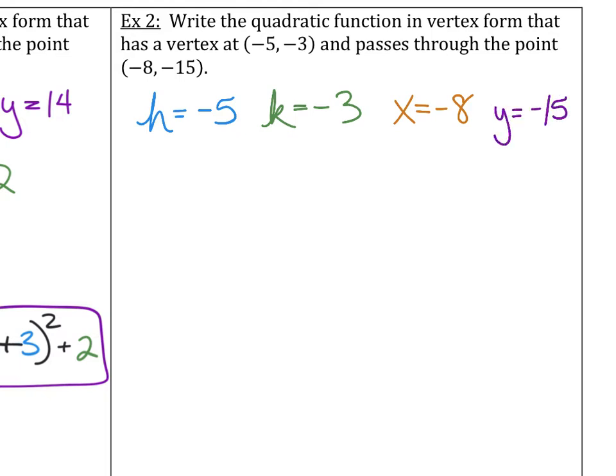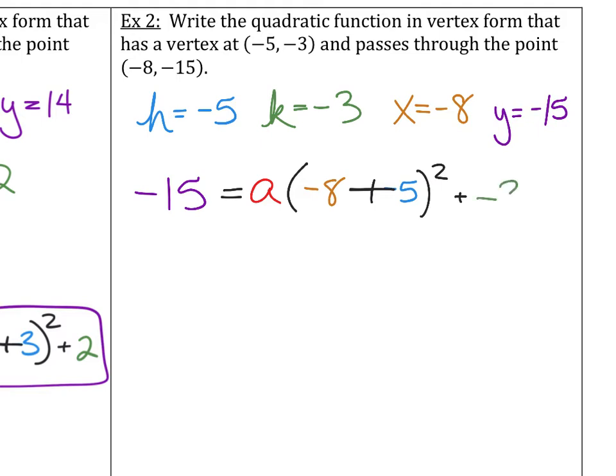Fabulous. Okay, now we want to plug this in for everything we know. Well, the only letter we don't know is A, so everything else should be written in. We're going to have negative 15 equals A, which we don't know, times negative 8 minus negative 5, which, yes, will eventually change to plus 5. Very good. Actually, I'll just go ahead and change it to a plus 5 since you already pointed it out. And then we're going to add K, which is adding a negative number, which is just subtracting. But there, I've plugged everything in.